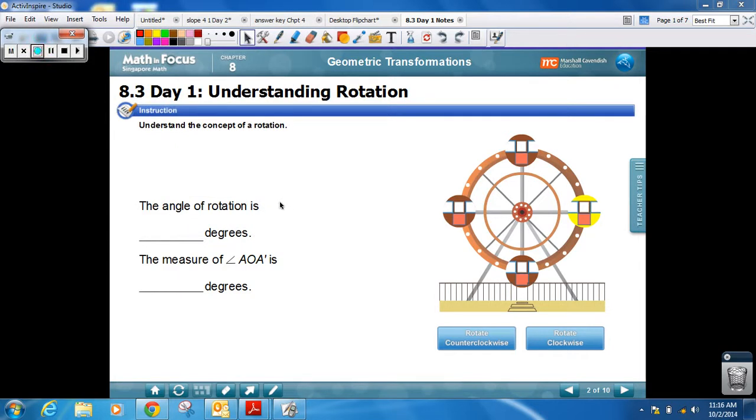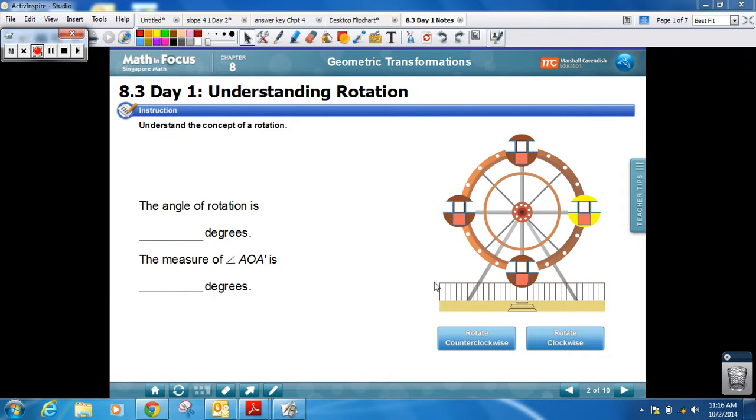Okay, today we will be talking about rotation. This is the second kind of transformation that we will be discussing. So if we look at this one, there's an example of a real-world situation where you would ride a Ferris wheel. When we talk about the angle of rotation, we want to look at this yellow car here.